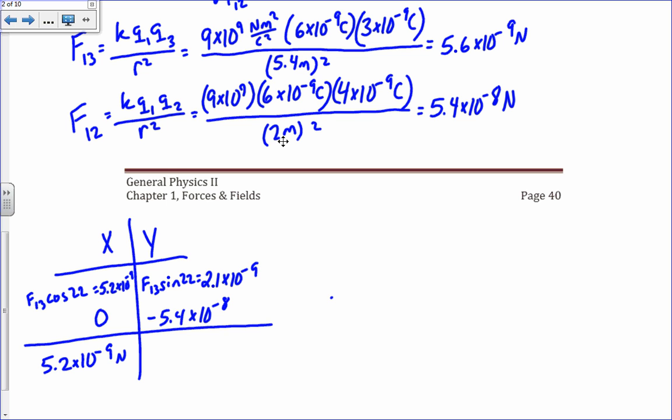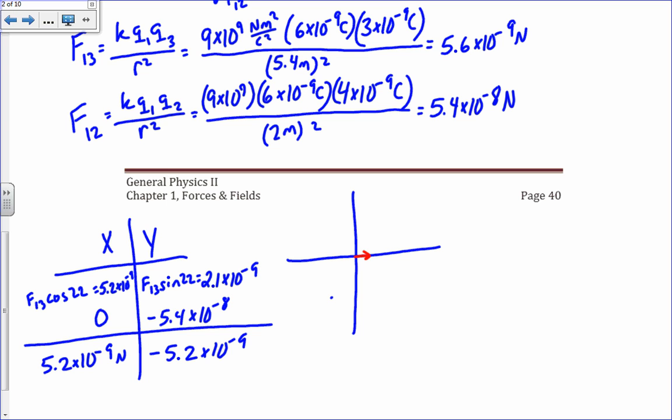newtons. That's my x component. It's in the positive x direction. And then in my y, I get negative 5.2 times 10 to the minus 8. So now if I were to sketch out my force vectors, these are x and y components. I have my x component, which is in this direction. That's 5.2 times 10 to the minus 9.